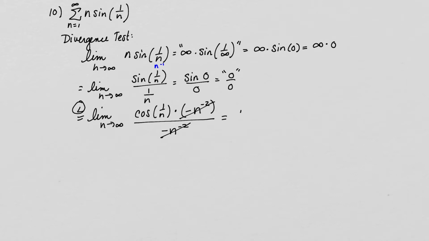If I plug in infinity, I'm going to have the cosine of 1 over infinity, which is going to be the cosine of 0, and the cosine of 0 is 1. And 1 is not equal to 0, so it diverges. Which is good, I didn't have to use the integral test.